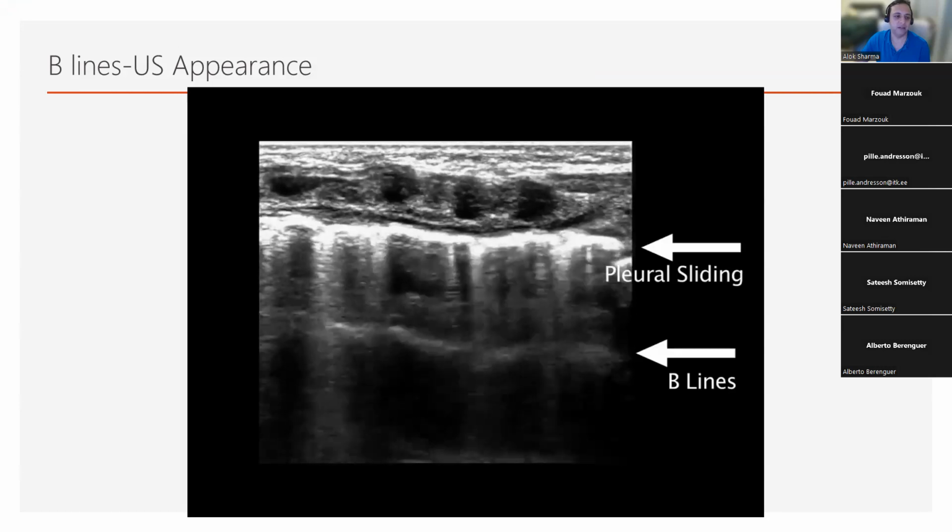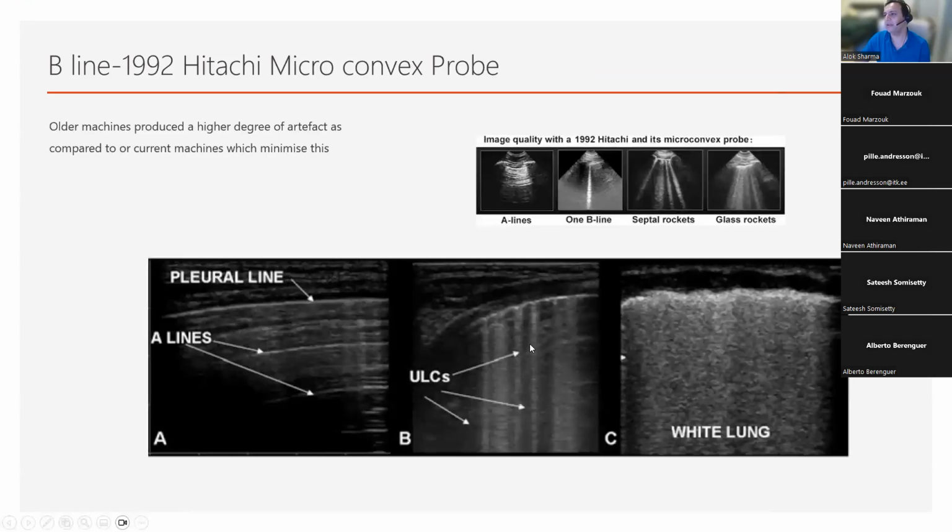Just gonna get my laser pointer to switch off. Now, just a few things that I would like to talk about. Again, just a revision of the fact that when you use older machines, you tend to get much better delineation of, I would say, in particular, A and B lines. And that's because newer machines tend to, I would say, reduce the amount of artifact that you can see.